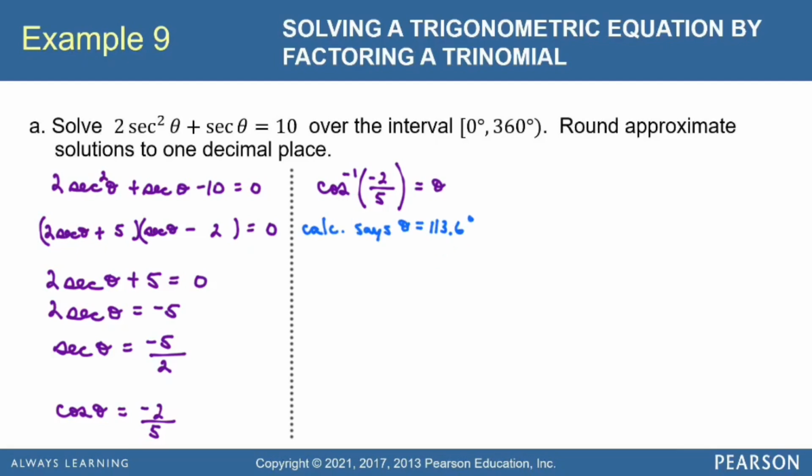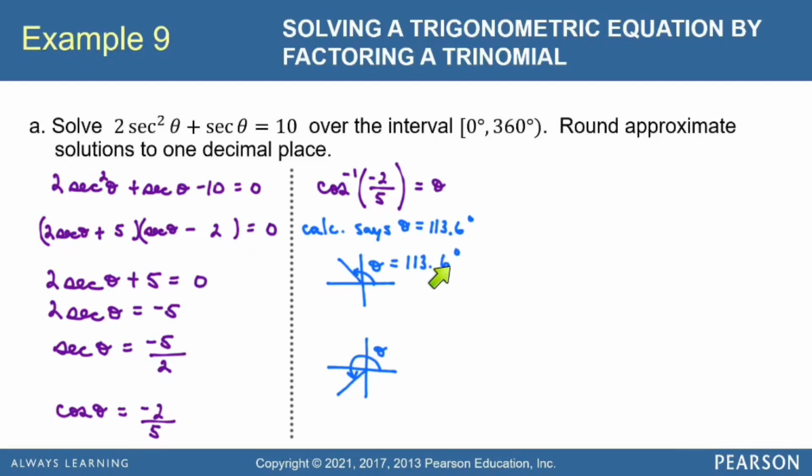113.6 degrees. And now we know that there are two quadrants where cosine is negative, but the calculator is only going to give us this one solution. So what are the two quadrants where cosine values can be negative? Well, that would be quadrant 2 and quadrant 3. Now, the quadrant 2 answer is the one the calculator gave us.